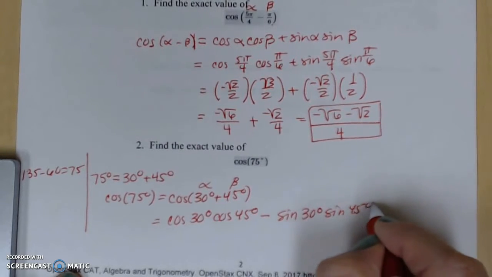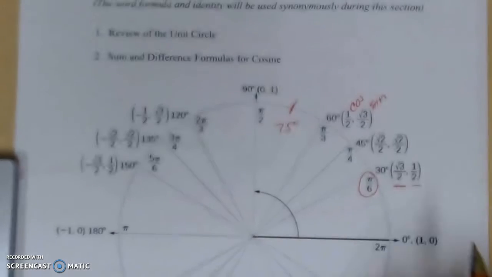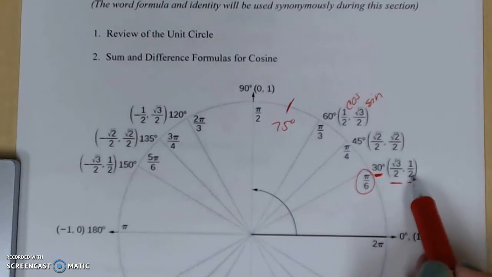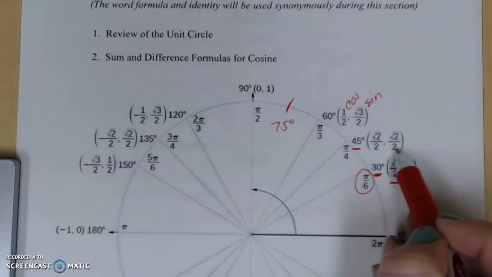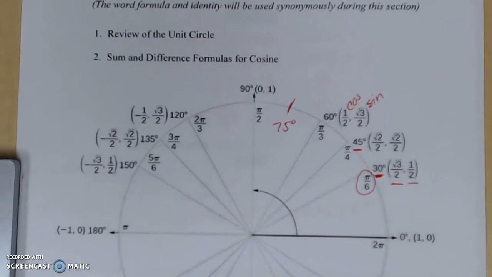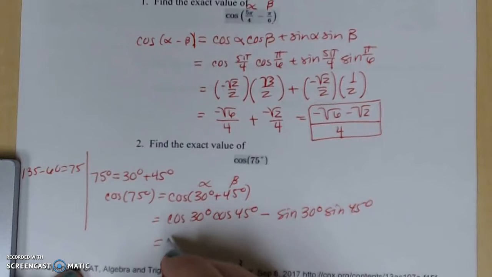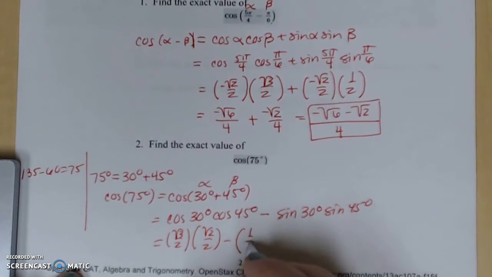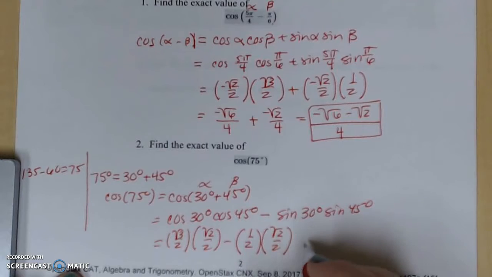sine of 45 degrees. Now this isn't bad because if I go back to my unit circle, here's 30 degrees. I can work with that. There's my cosine, there's my sine. And then 45 degrees, there's my cosine, there's my sine. So I'm going to use these values to plug in to this identity that I've created. So this would give me square root of 3 over 2, square root of 2 over 2, minus 1/2, and square root of 2 over 2.